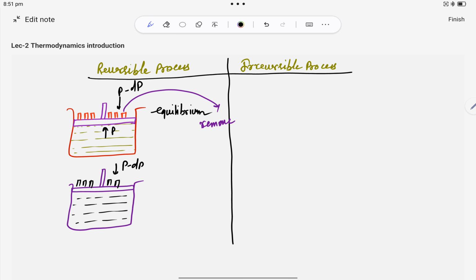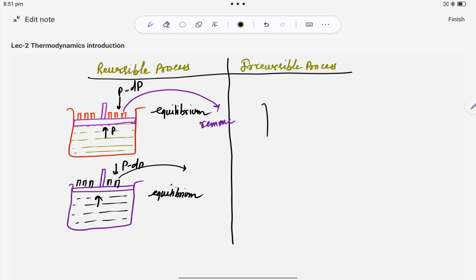And again equilibrium is established. So each step is in equilibrium with the previous one. Suppose again you remove one weight, then again a small change in pressure, and again a small expansion, and again equilibrium will be established.